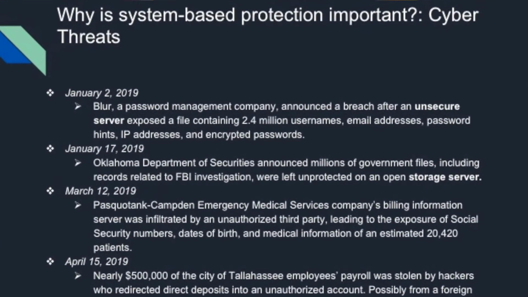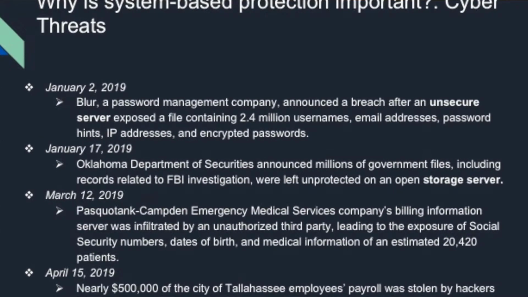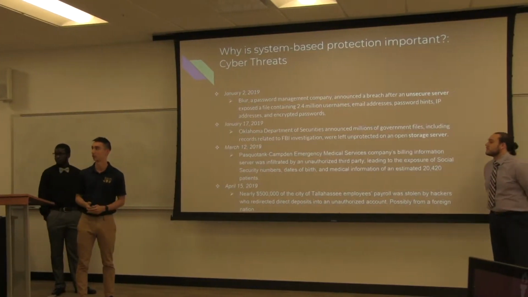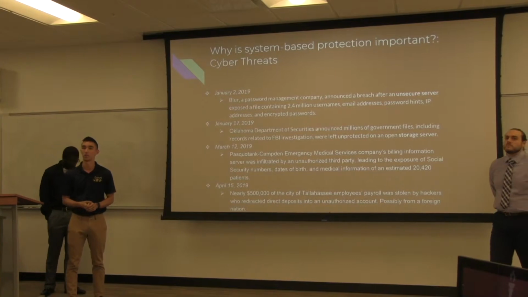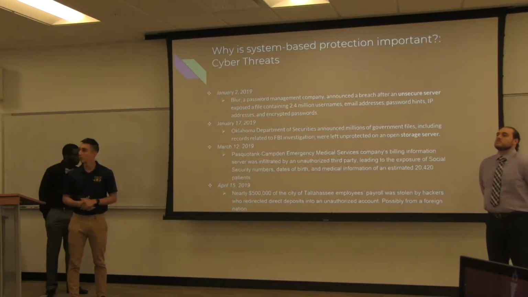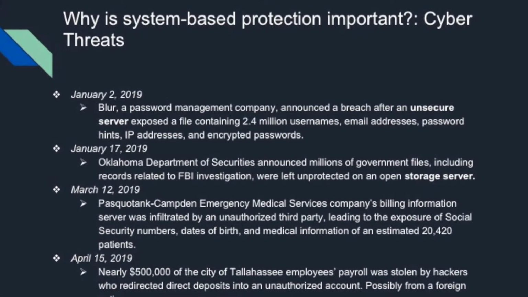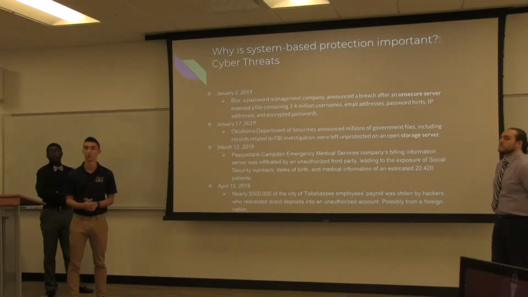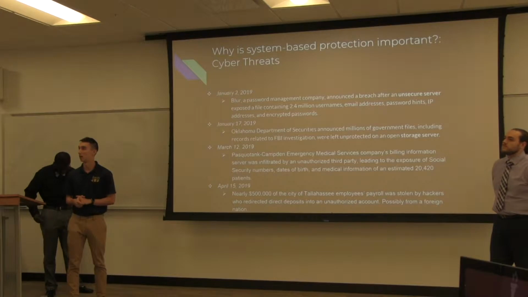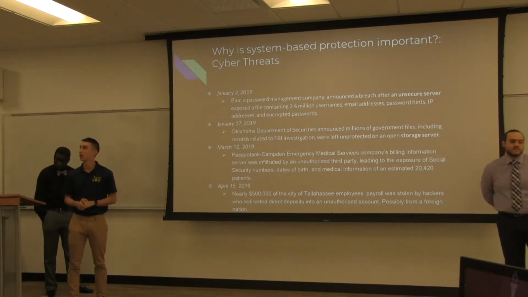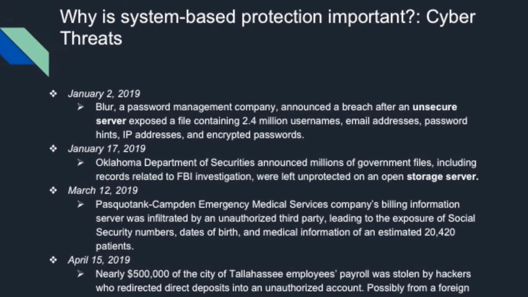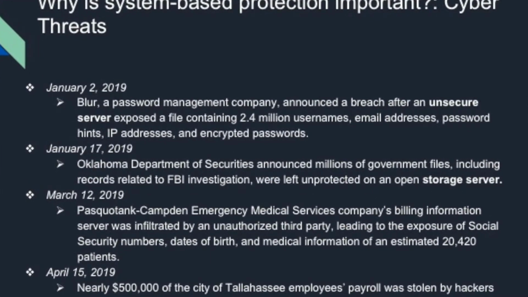So this was just a little bit of searching. We found a few breaches that occurred this year. There were many more, but I only included a few just for this slide because they're all based on server vulnerabilities. For the first one, Bloyer Password Management Company announced a breach of around 2.4 million usernames, passwords, email addresses, and IP addresses, all because of an unsecure server. The second one, the Oklahoma Department of Securities, is the same situation, but this is with government files, so it's obviously way more important.